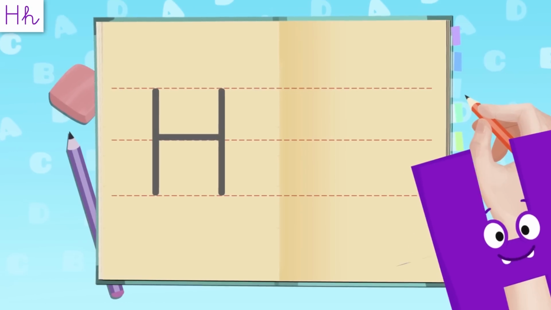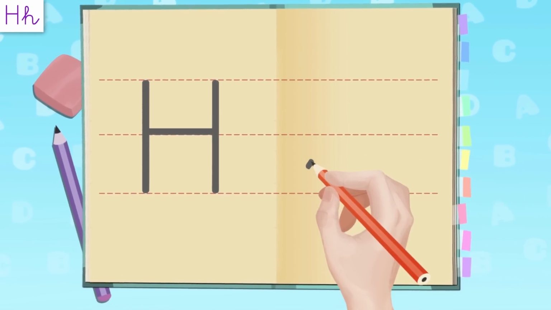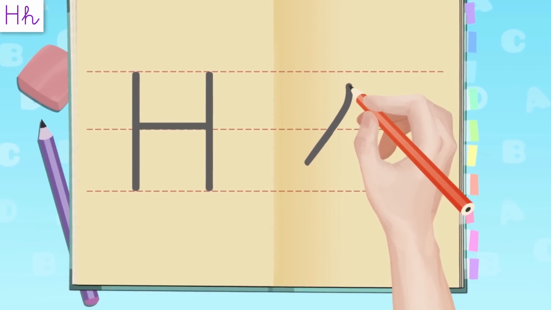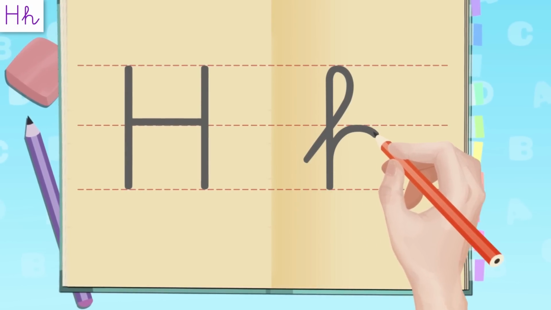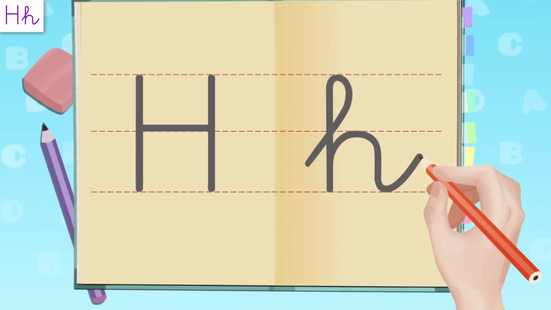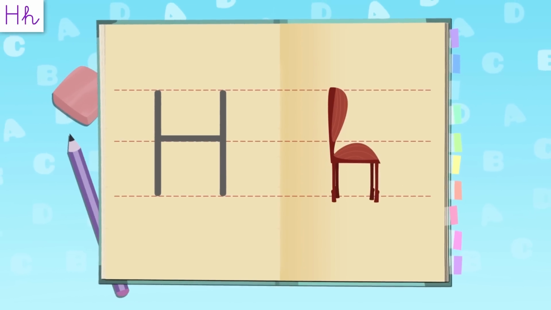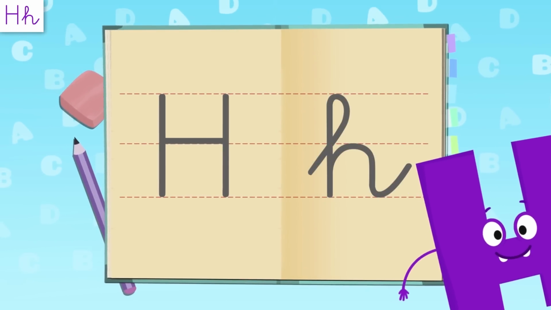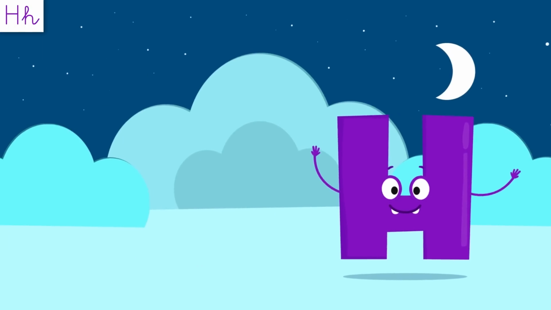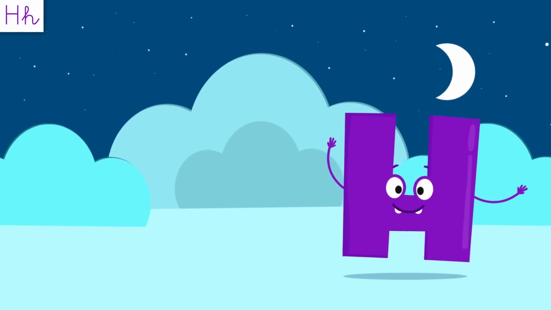Now let's try the lower caps. We'll start here and go up into a loop. Now down and up a little bit, like a hill and down. I look like a chair. Try it at home with pen and paper. It's super easy. Let's look at words I'm in.